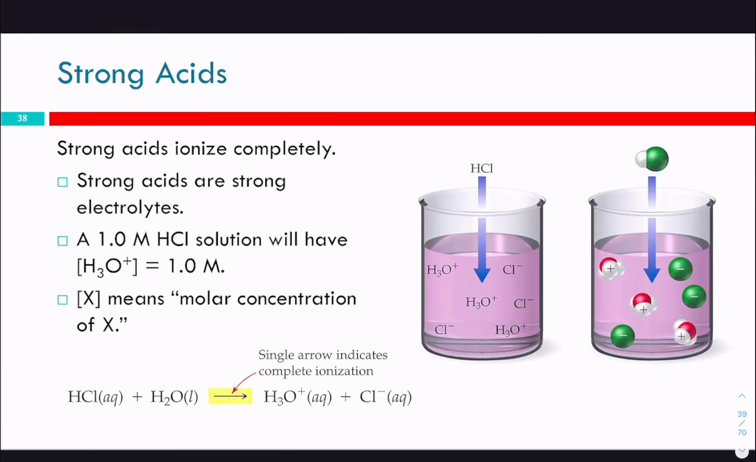Again, strong acids ionize completely. So when you put them into a solution, you're not going to have any of the original hydrogen and chlorine bound together anymore. It's all going to be separate hydrogen ions, separate chloride ions. So for a solution of hydrochloric acid, if it's 1 molar hydrochloric acid, the concentration of H3O+ will also be 1 molar. Complete ionization, so you get the same number of hydrogens off of the chlorine as you have hydrochloric acid.